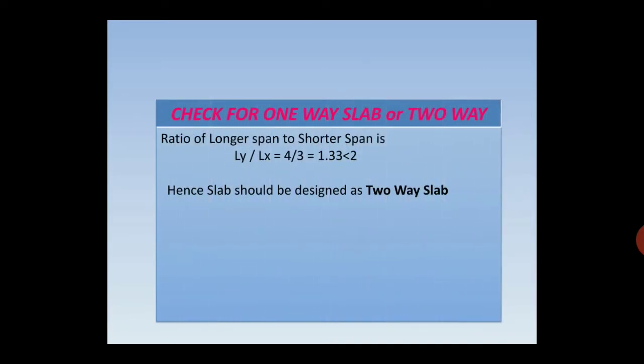So firstly, let us check whether it's a one-way slab or a two-way slab. We get that by checking the ratio of the longer span to the shorter span, that is Ly by Lx. So here Ly by Lx is 4 divided by 3, which is 1.33, less than 2. Hence we conclude that we have to design it as a two-way slab.